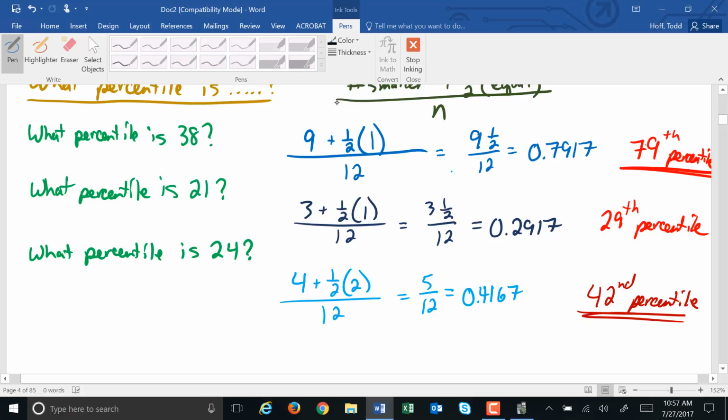So if you ever deal with standardized testing, or deal with kids, they'll say your weight or your height or your head circumference or whatever is in a certain percentile for their age. That's what all that means.